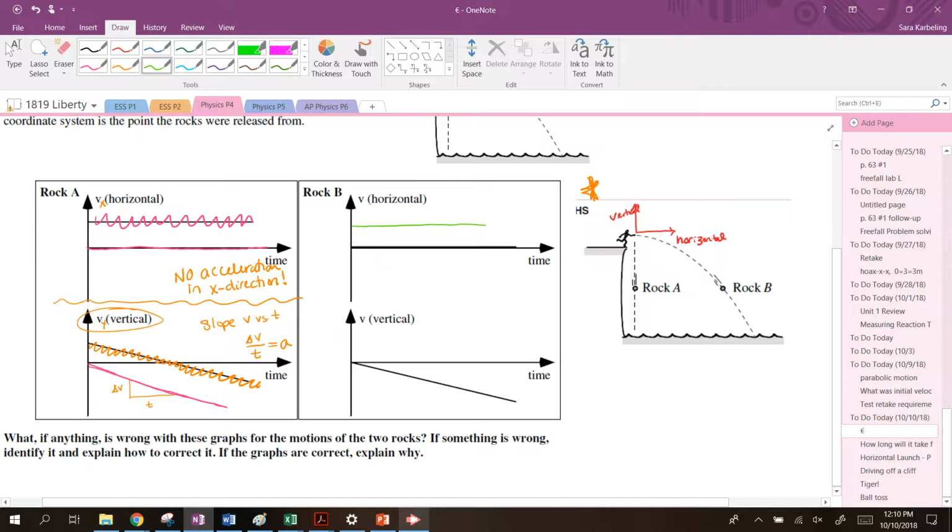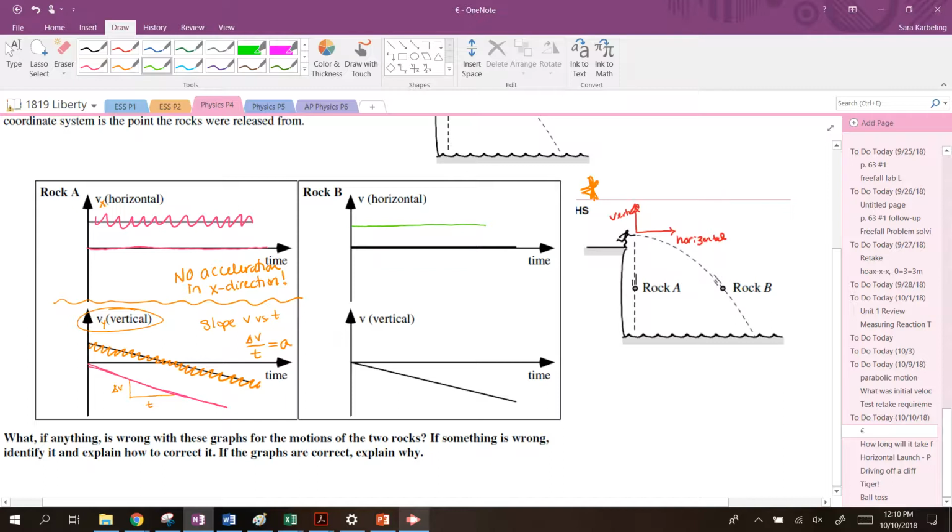Okay, let's think about it. The vertical direction. So we have to think about this frog or this ball or this rock. As it's going horizontally, it's also doing what? Falling down. The motion of the rock falling down, rock B, because it's going over and down and over and down and over and down, right? You can think about it kind of like that.